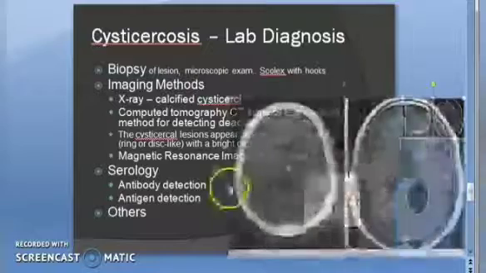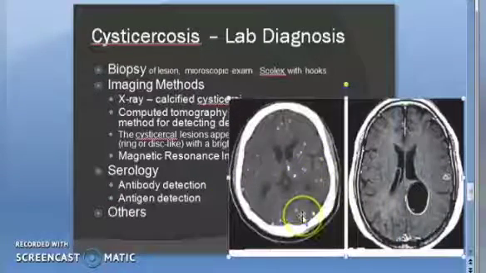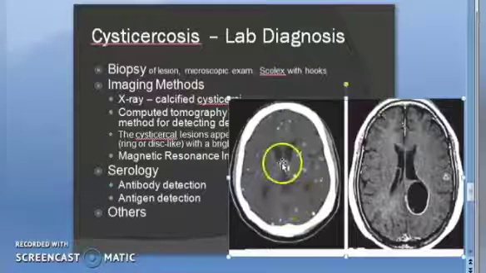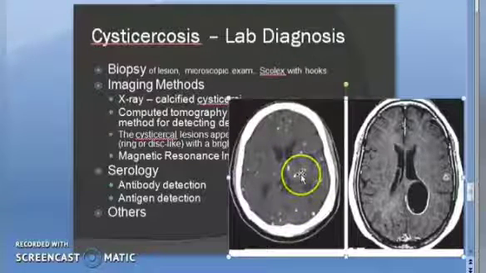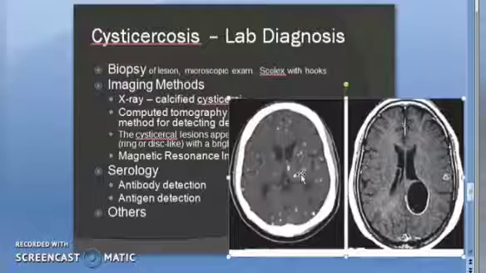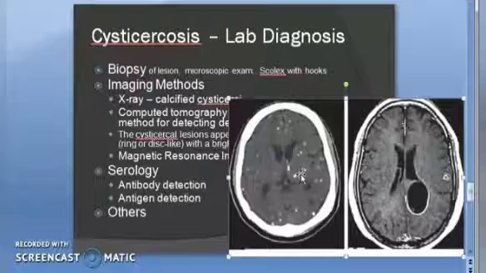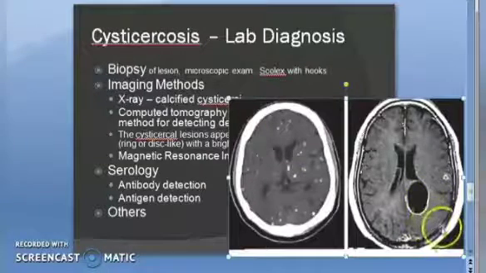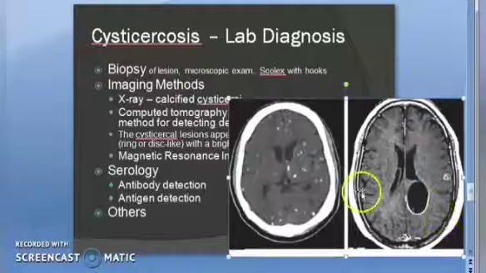Can you really see that here? Bright central spots. These are calcified, that's why they are white, right? What are we talking about? Cysticercal lesions. This is the cysticercal lesion, right? Maybe. Okay.